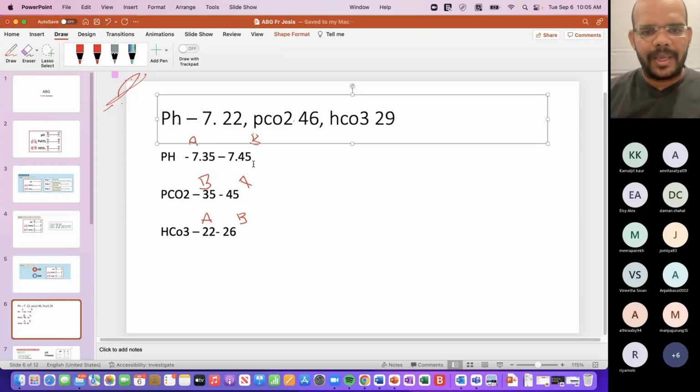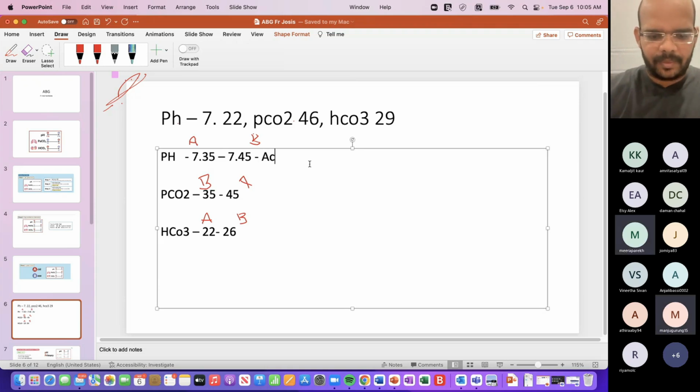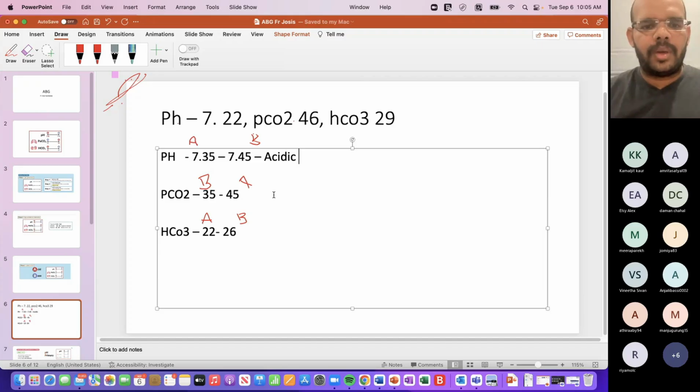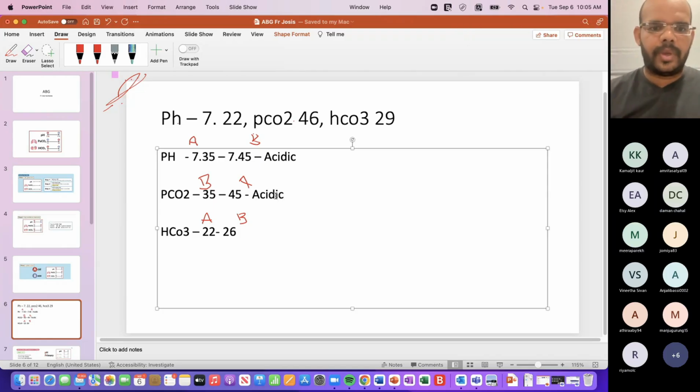So when you apply here, pH 7.22 is less than 7.35, so it is acidic. Now coming to PCO2, it is 46. It's more than 45, so it is acidic. Bicarb is 29, more than 26, so it is alkaline.